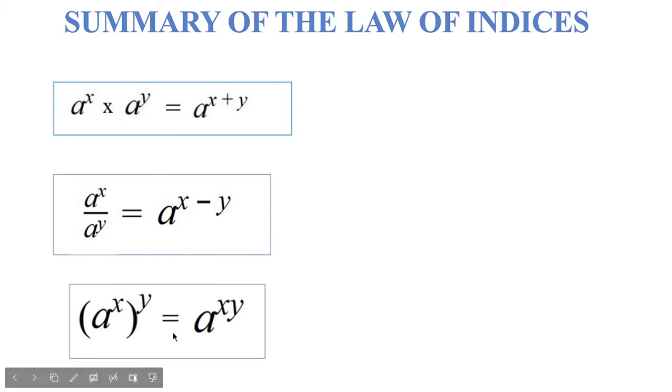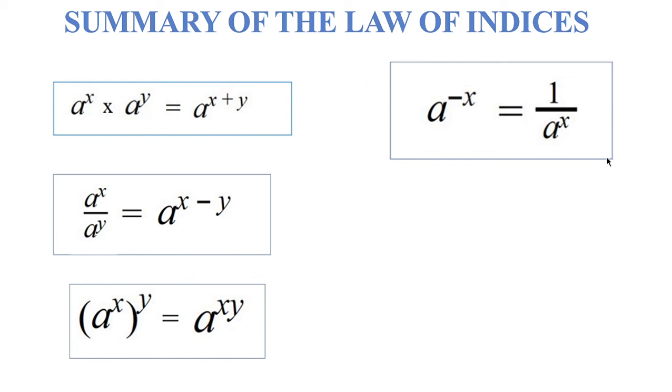The next one is called the power in a bracket. If you are asked to evaluate a question in this format, all we do is to multiply the power outside times the power inside the bracket. This is called the power in a bracket law. The next is called the negative index law. If we are asked to evaluate a number with a negative power, the first thing you do is to make the negative sign 1 over, then the base is raised to a positive power.